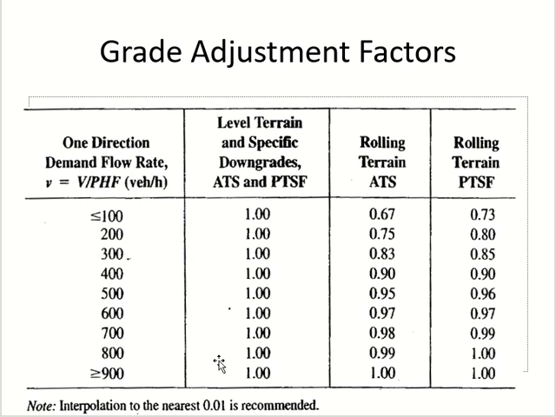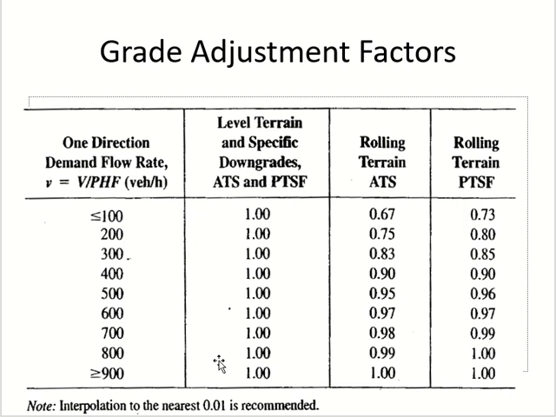Okay, if it is not level terrain and I ask you to calculate ATS, you will take the Fg from one column. If I ask you to calculate PTSF, you take the Fg from another column. Got it? Clear? Okay. We only see two terrains here, right? Level and rolling. Both of them are general type. But we know terrain is not always level and rolling, right?